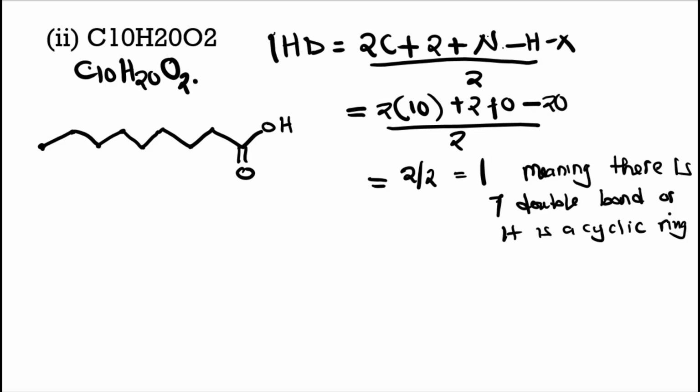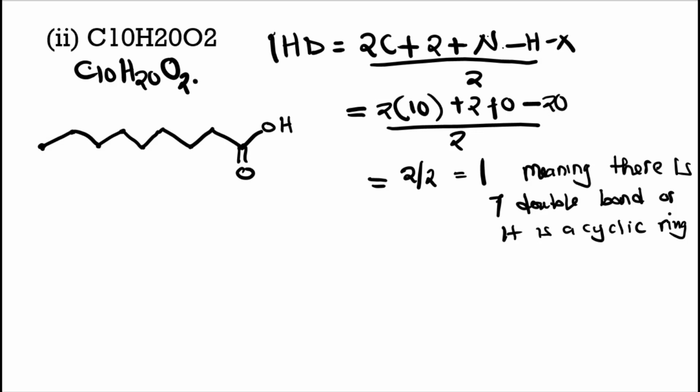So remember, in this structure here, we've got 2 oxygen atoms. So you find a way of putting them. So we said that this IHD, there's a double bond. There can actually be a double bond between a carbon and the oxygen. So this is a carboxylic compound.